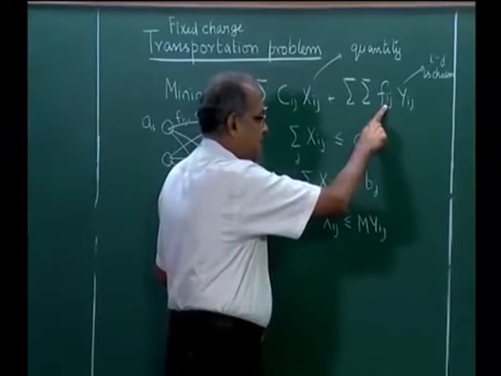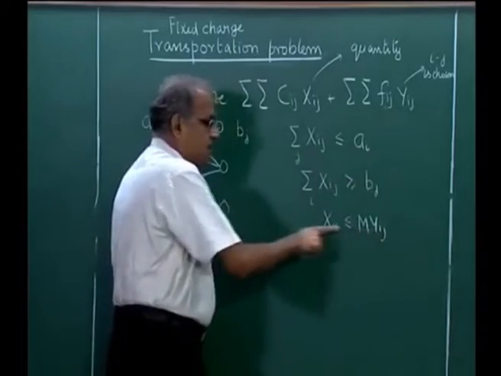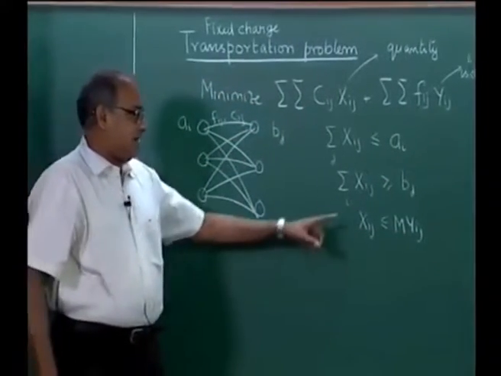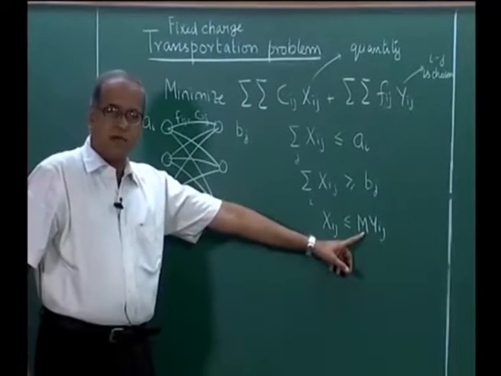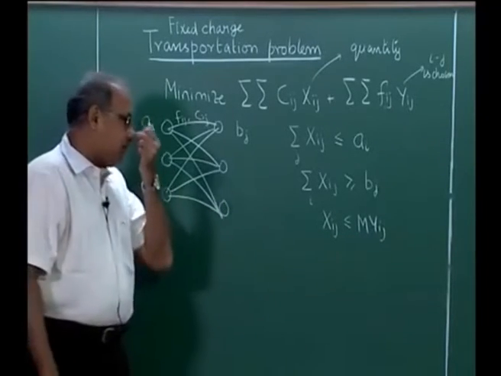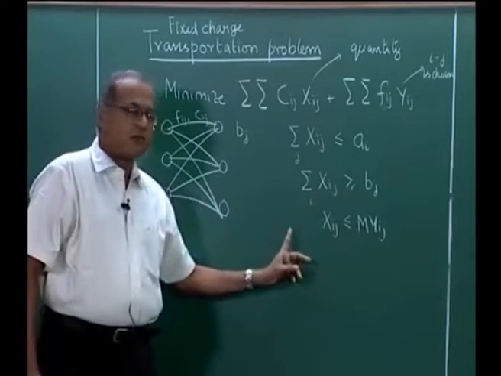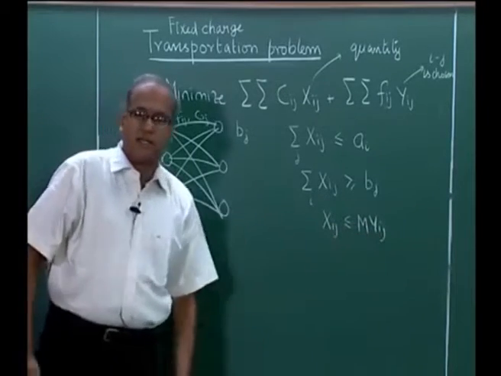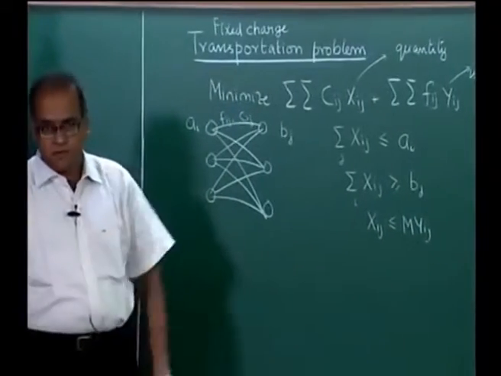So I incur the Fij. Only when I choose will I be able to send, and this big M is a very large number. When I choose, I can send as much as I can, and if I do not choose this, I cannot send. So when Yij is 0, Xij will automatically be 0.